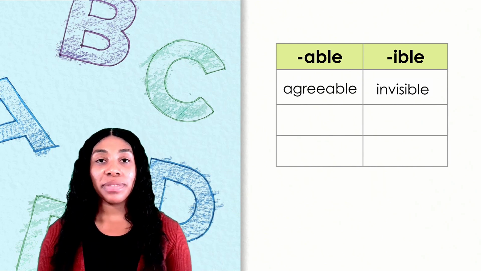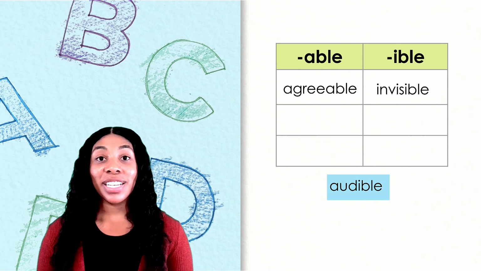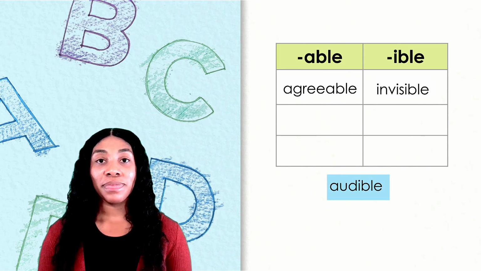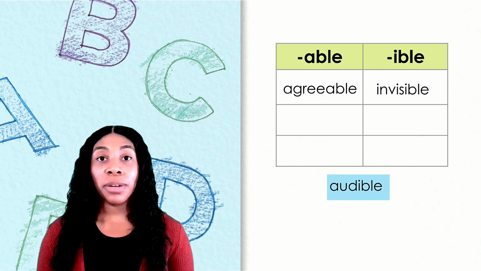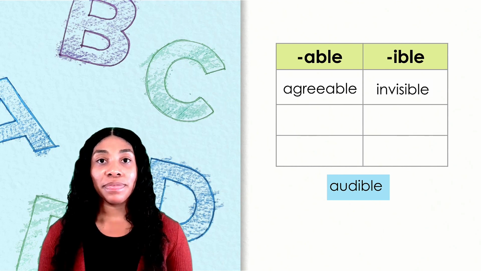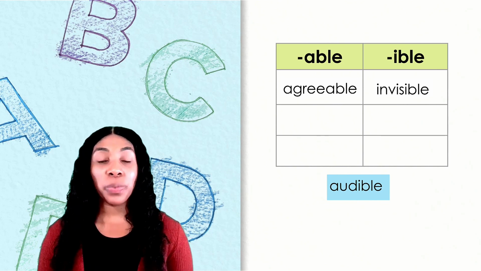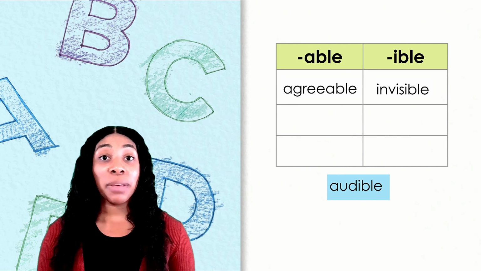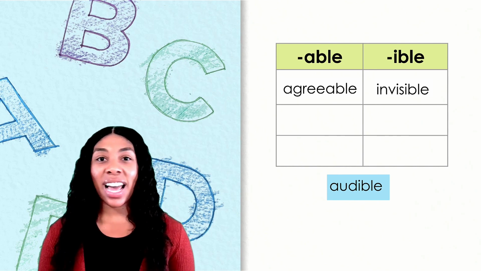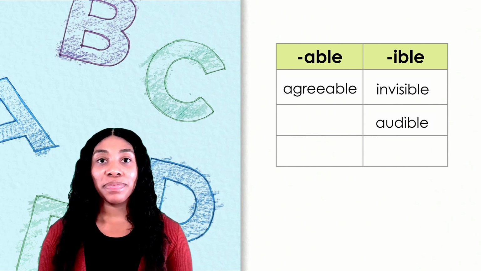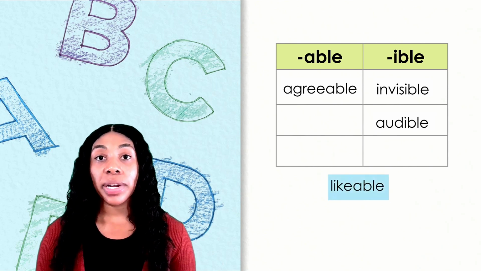Here's our next word. Can you say this word? Audible. Which column does audible belong in? The bull sound is spelled IBLE in this word. When we look at the base word, aud is not a real word, so it belongs in the IBLE column. What's our next word?